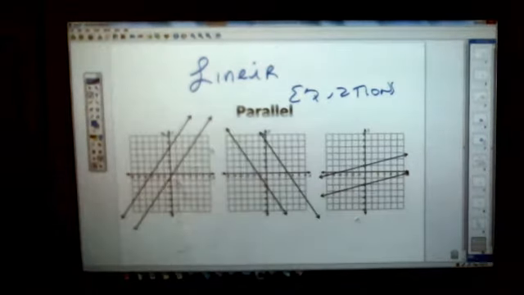All right, ladies and gentlemen, here we go. Talking about parallel and perpendicular lines today when it comes to linear equations. There are two main ideas you have to pick up from these things.